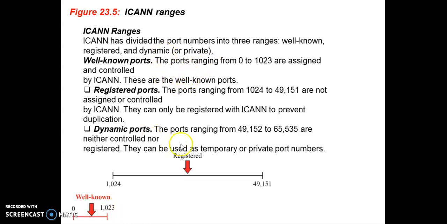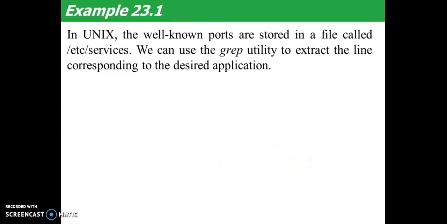The next one is registered ports, ranging from 1024 to 49,151. They are not controlled or assigned by ICANN. They can only be registered with ICANN to prevent duplication. The next one is dynamic ports, ranging from 49,152 to 65,535. They are neither controlled nor registered. They can be used as temporary or private port numbers. These are the ICANN ranges of different port numbers.